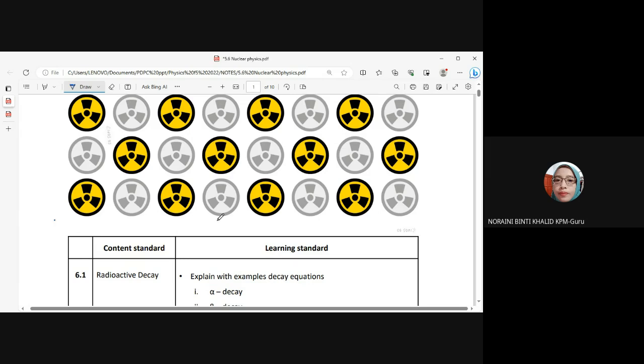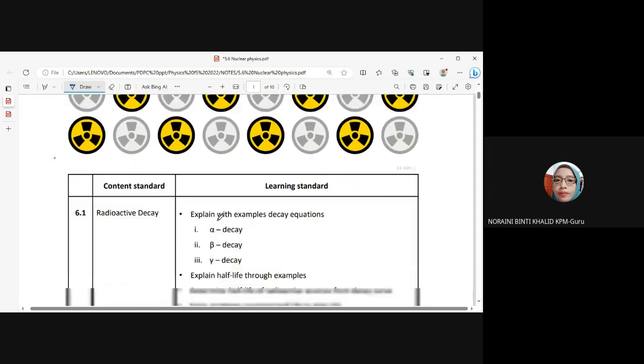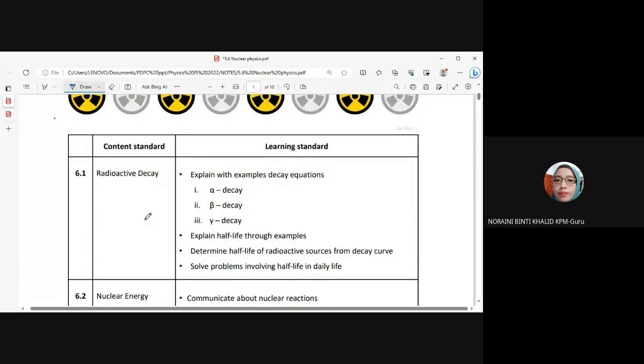Okay, untuk topik nuclear physics, chapter 6, the first part is about radioactive decay. Explain with example decay equation. Kita ada alpha decay, beta decay, gamma decay. Explain half-life through example. Determine half-life of radioactive sources from decay curve. Solve problem involving half-life. So ada calculation dalam bahagian ni.